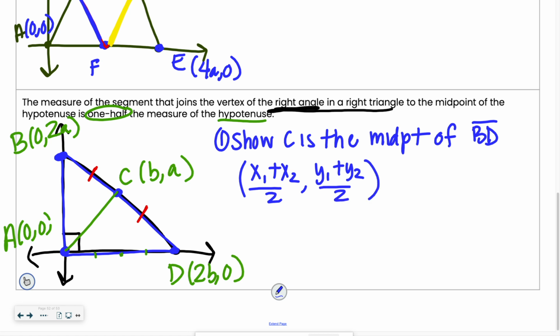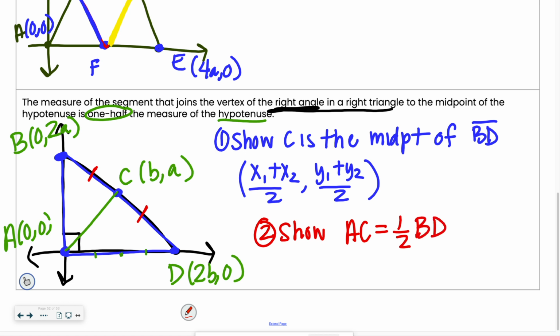That's step 1. Once you've done that, to show that C is the midpoint, we want to show, now your second thing you gotta show that AC, that green segment, is half the length of our hypotenuse, which is BD. So that's talking about length, right? So that's the distance formula. So plug into the distance formula, and when you're done simplifying, AC will be half the length of BD. Okay? You guys try that out.